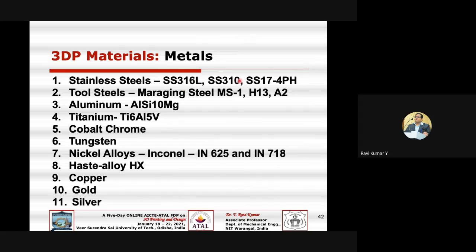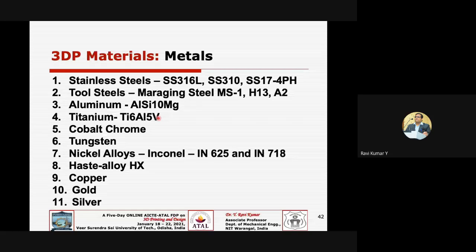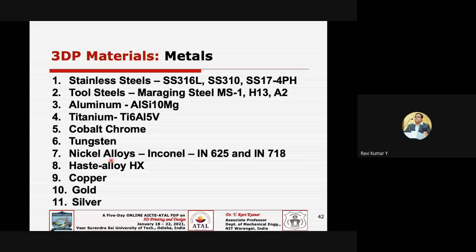You may have different grades of stainless steel, tool steel. You may have different grades of aluminum, like 10 mg, 5 mg, 6 mg. You have plenty of aluminum alloys, titanium 65, 64, ELI, commercially pure titanium. You have plenty of titanium alloys, cobalt chrome, tungsten, nickel alloys, Inconels 625, 718, Hastelloy, copper, precious materials like copper, gold, silver. You have plenty of material choices under the metals.